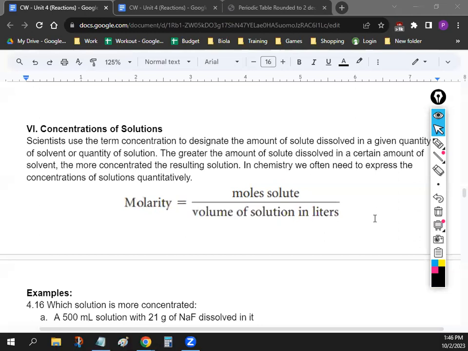All right, so now we are going to be talking about concentration. Now, not the concentration where you're focusing really hard, but the concentration of solutions. The easiest way that I think we understand this in everyday life is how strong a solution is.